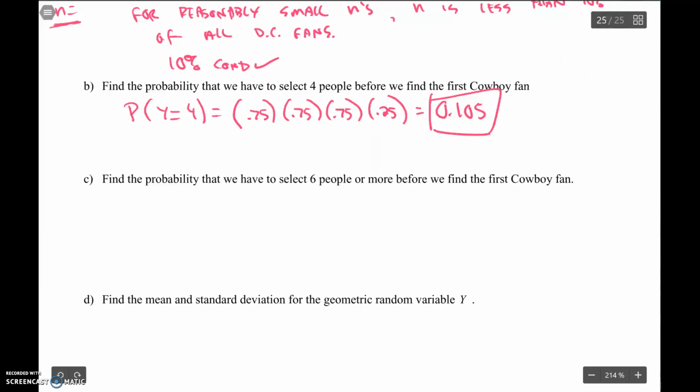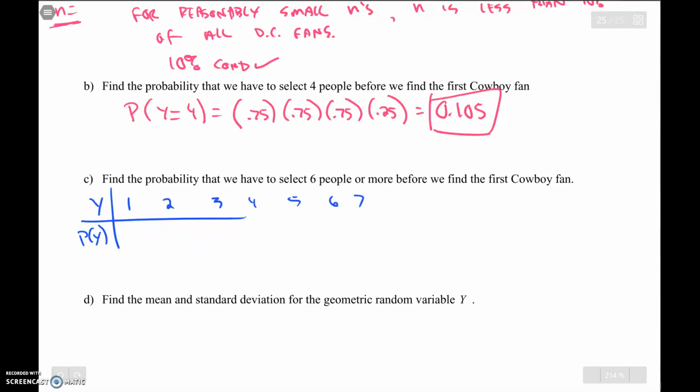Find the probability that we have to select 6 people or more before we find the first Cowboy fan. So let's look at our probability model. These are our y's. These are our probability of y's. The smallest number of outcomes that could happen is 1. The earliest you can get that first fan is on the first pick. You can't get it on the 0th pick. So it's going to be 1, 2, 3, 4, 5, 6, 7. Now this model actually theoretically goes to infinity.